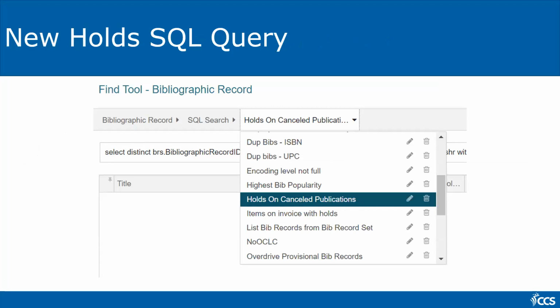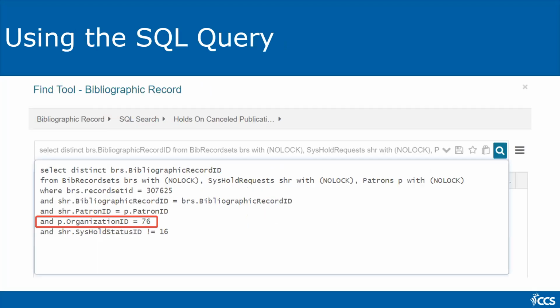Bob has created a new saved SQL query. It's in the list of bibliographic record queries that you can use to find the canceled publications that have holds on it for your library. It is called Holds on Canceled Publications.